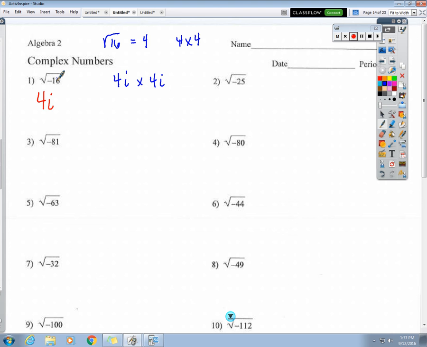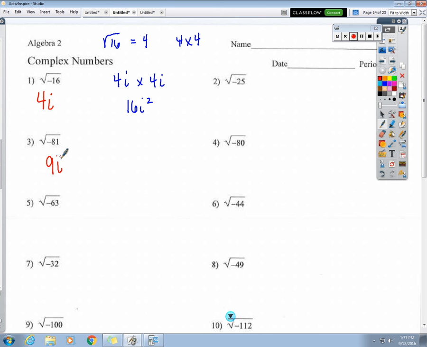Well, let's see if it does. The 4 times the 4 makes the 16. What's i times i make? i squared, which is equal to negative 1. So, okay, let me say that again. If the square root of 16 equals 4, it's because 4 times 4 is 16. So the square root of negative 16 equals 4i because 4i times 4i is negative 16. And the way they get that is 4 times 4 is 16. i times i is i squared. We know that i squared equals a negative 1, so this negative 1 times 16 makes it negative. Does that make sense?